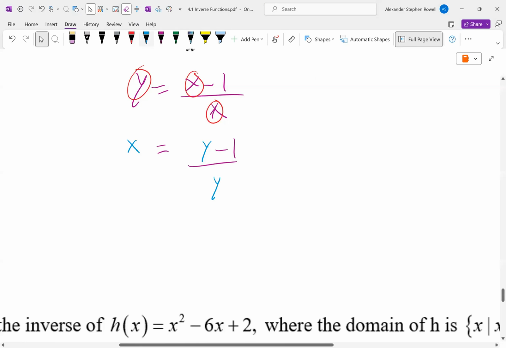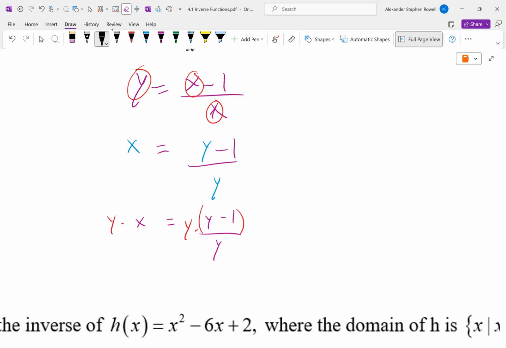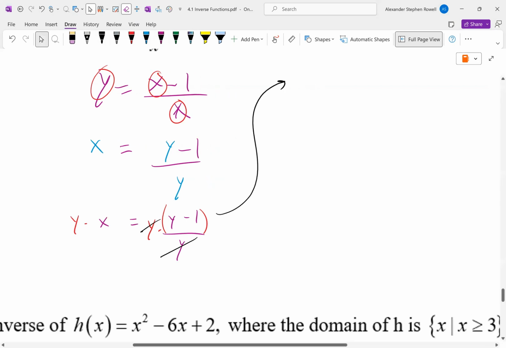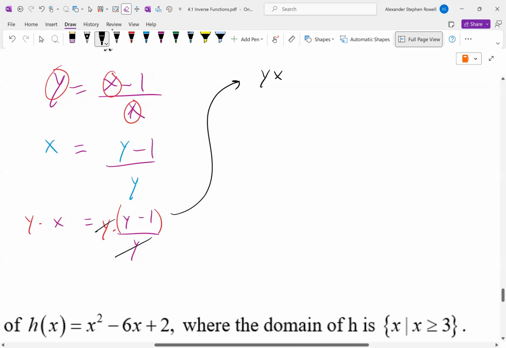Any ideas how we would get y by itself here? Yeah, we multiply y to both sides. The reason we do that is we really need to get rid of the denominator to isolate y. So we always want to get rid of fractions. Yx is equal to y minus 1. Now I have 2 y's. How do I get y by itself if I have 2 of them? Divide by what? I don't want to divide by y. I just multiplied by y, so I don't want to undo that and divide by y.